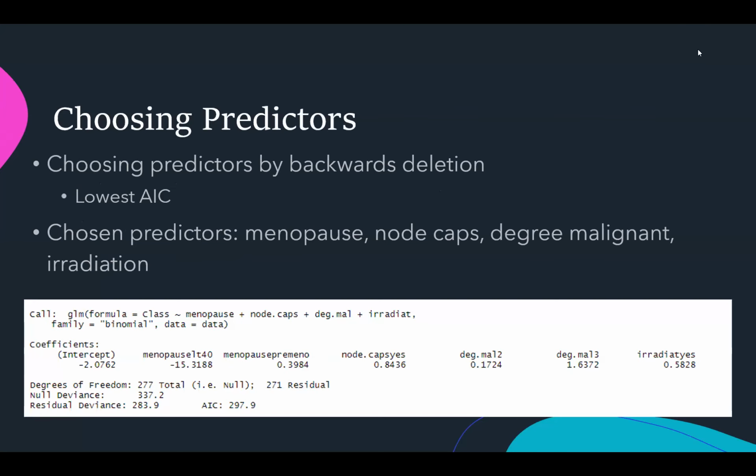Choosing the predictors, like I said, by backwards deletion, gives the model with the lowest AIC. This shows the predictors of menopause, node caps, degree of malignancy, and irradiation, which all kind of make sense. For node caps, I'm not 100% sure what that means. The description of that variable was about how the cancer cells breached in the body. I'm not 100% sure on the science behind that, but it does generally make sense.